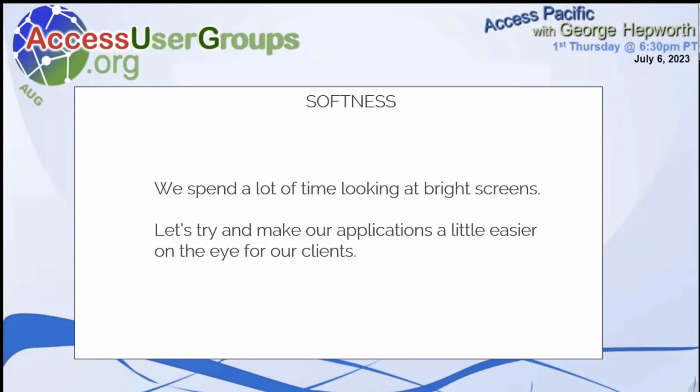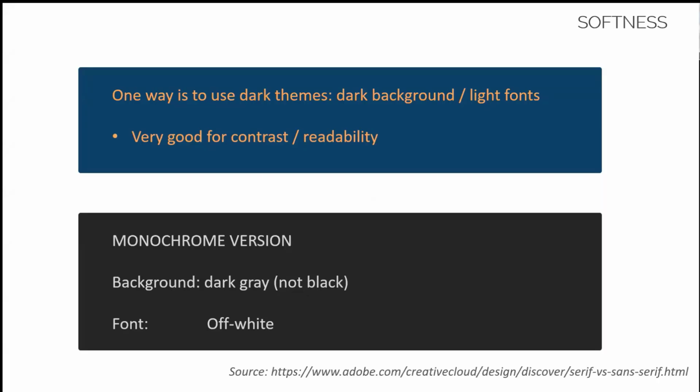So softness is one concept that I've come up with. Others may have as well. We spend a lot of time looking at bright screens. So for me, I prefer the application I'm looking at to be as easy on the eye as possible. One way we can have some softness is to use dark themes, so dark background and light fonts, and it's good for contrast and readability.